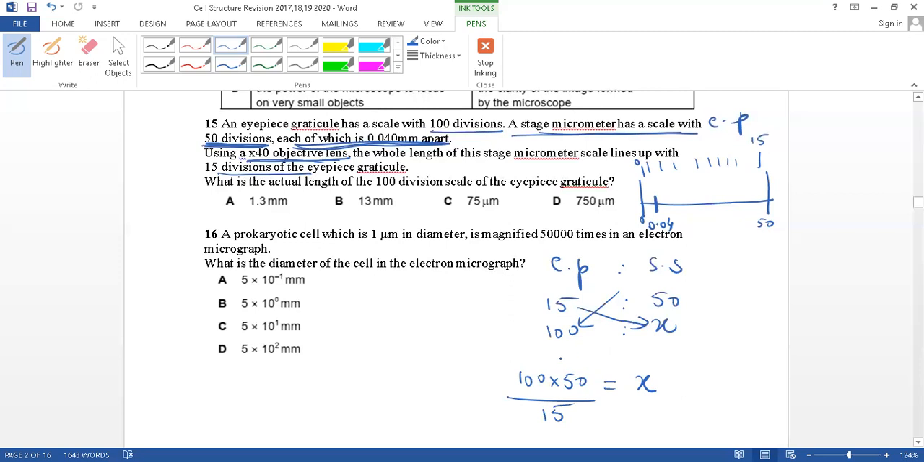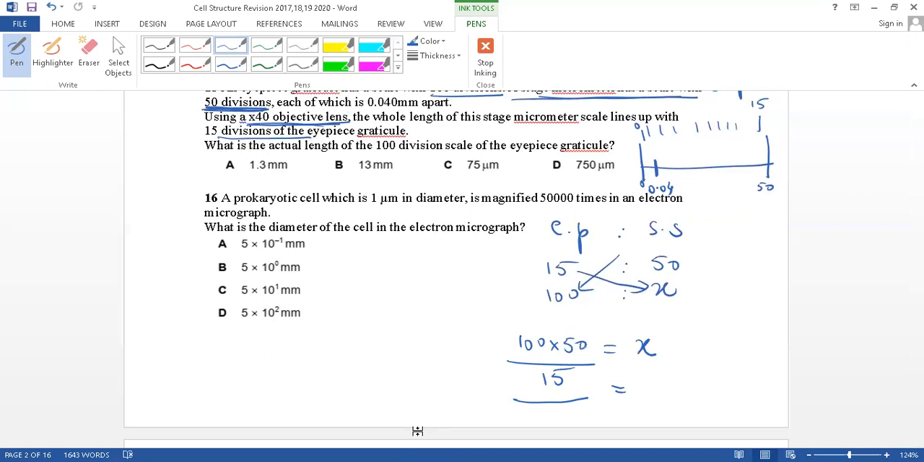When you calculate it, whatever the answer would be, you will multiply it with 0.04 millimeter, that is the measurement of each division. So whatever the answer is, you can calculate it and then multiply it with 0.04 millimeter, and when you do it, you will get the answer to this question.